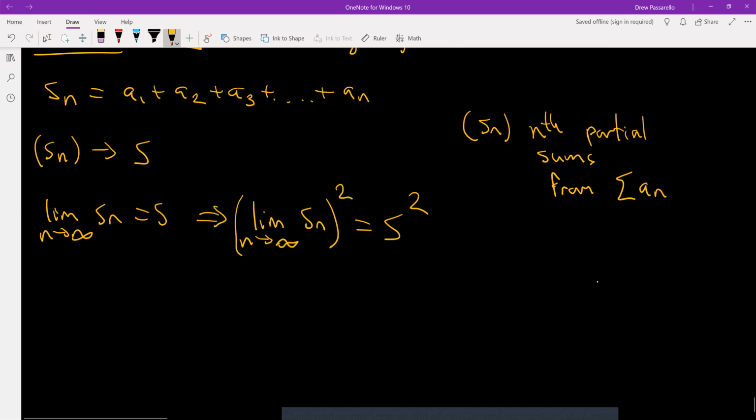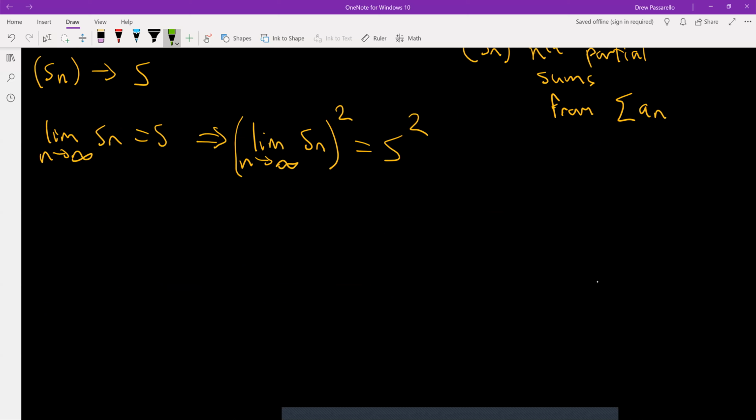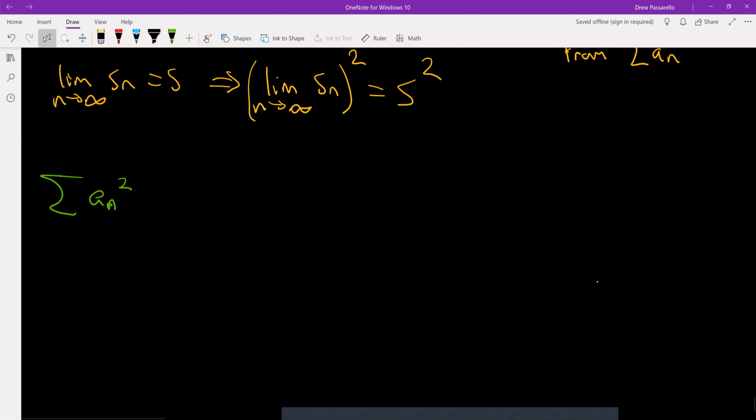Right, so we know that. Now for the series of an squared, I'll let Tn be the partial sums of that. So that's going to be equal to a1 squared plus a2 squared plus a3 squared dot dot dot plus an squared. Okay, so we know that.